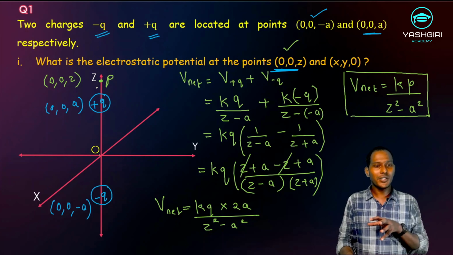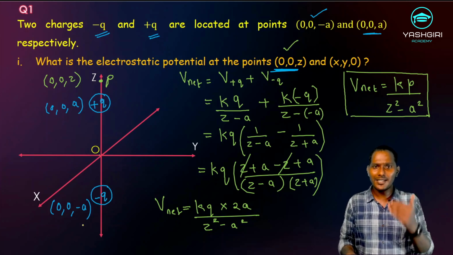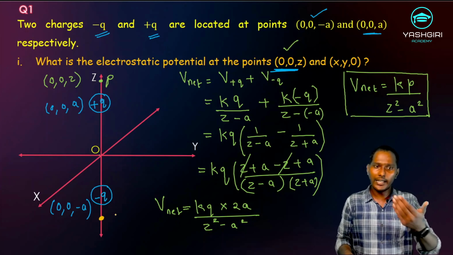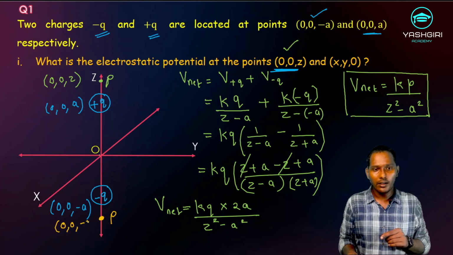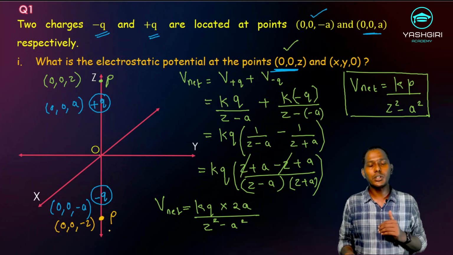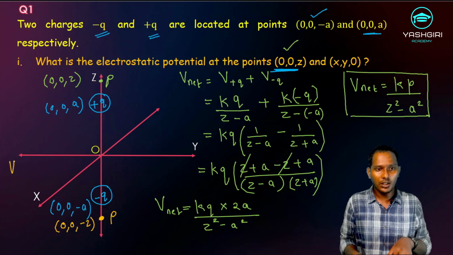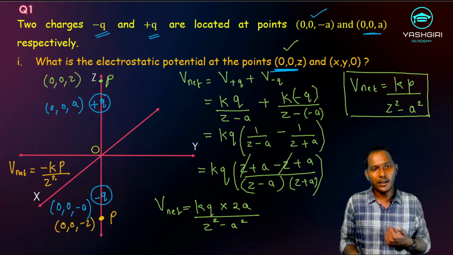If you see, students, we are getting a positive electric potential. Now what if we had a point closer to the negative charge? It has not been asked, but still, let us consider it here. What if you have the point somewhere here, close to the negative charge? In that case the coordinates would have been 0, 0, minus Z, and the net potential at the point P would have been minus kp divided by Z square minus A square. So this would have been the answer, and it would have been negative.